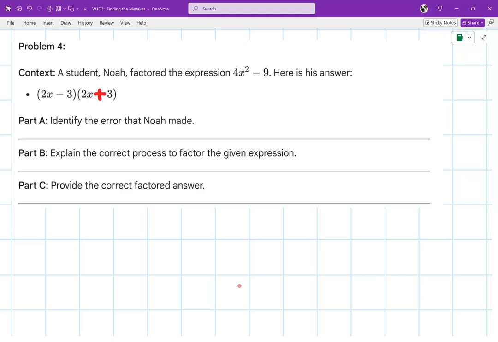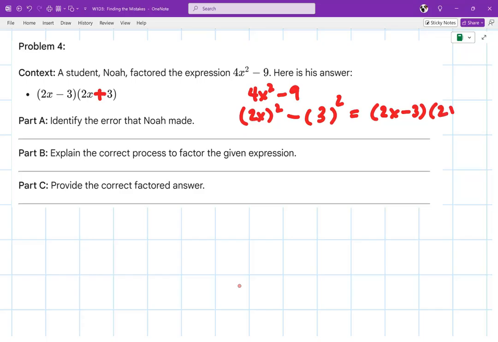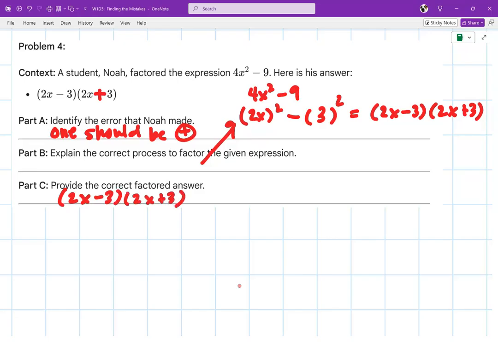Okay, that's called a difference of two squares, right? 4x squared minus 9, you're supposed to write as something squared minus something squared. Whoops, that's a cube. The 3 goes here. Right here is 2x, so your factor is 2x minus 3, 2x plus 3. So identify the error. Well, 1 should be positive, right? 1 should be positive. Explain the correct process. Here it is. Provide the correct answer. Well, 2x minus 3, 2x plus 3.